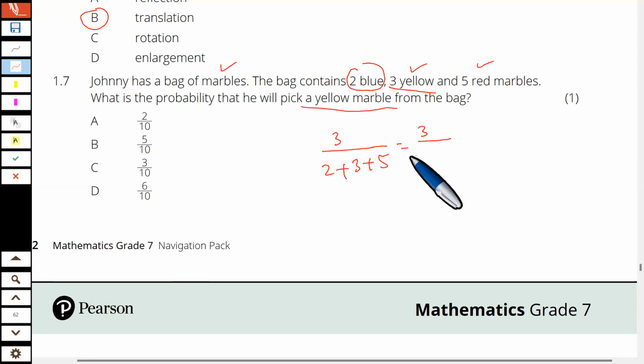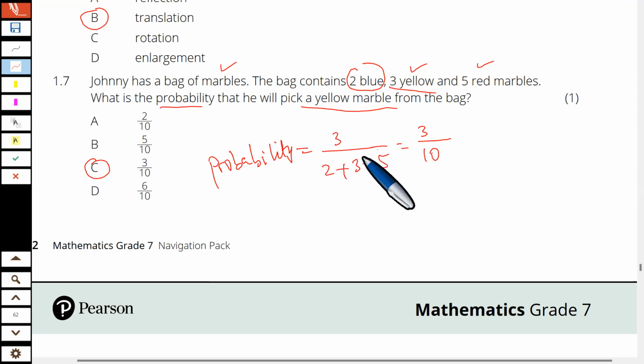So what is the answer? Is 3 out of 10. So 1.7, the answer is 3 out of 10, which is C. So that is the probability. Next question.